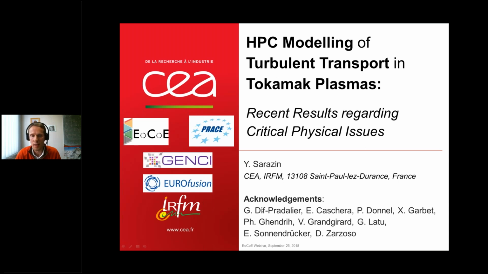and of importance for ITER. So I have to acknowledge many of my colleagues and collaborators who are listed below, and this work was also performed within the framework of various European projects. ECO is one of them. TRACE and GENCI provide us the computing facilities, and EUROfusion also gives some support for physical projects.